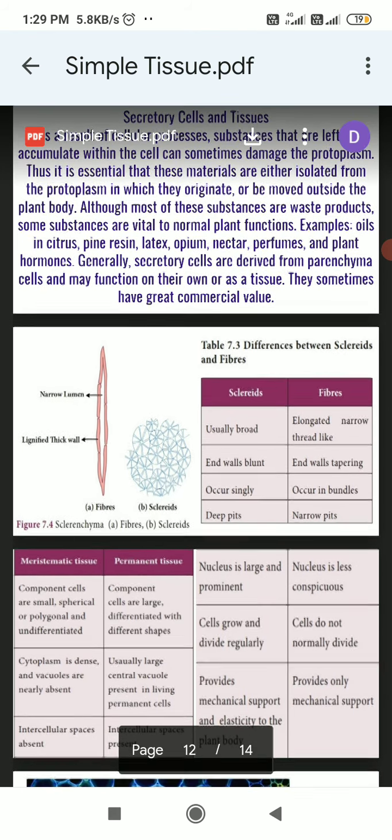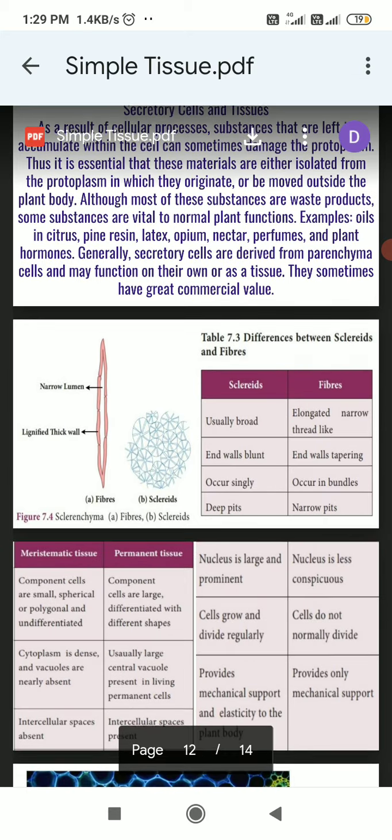So here is another diagrammatic representation of fibers and sclereids, which shows the difference between them. Sclereids are usually broad in shape, while fibers are elongated, narrow and thread-like. Sclereids have blunt end walls, but fibers have tapering end walls. Sclereids occur singly, but fibers are in bundles. Sclereids have deep pits, pits meaning pores, but fibers have narrow pits, meaning small pores.